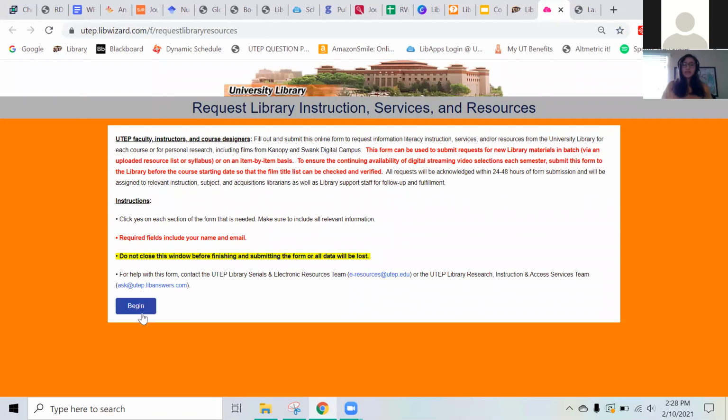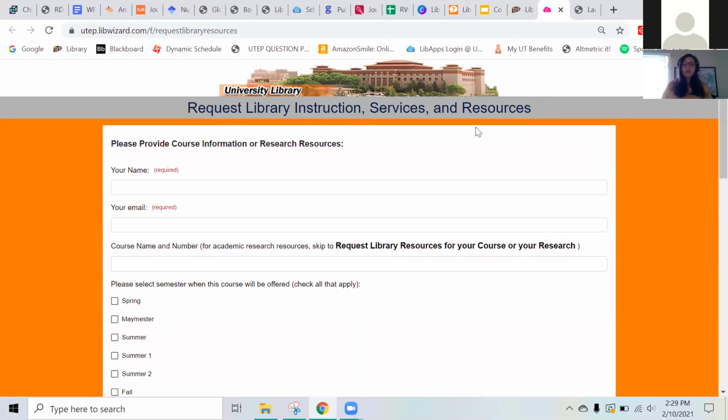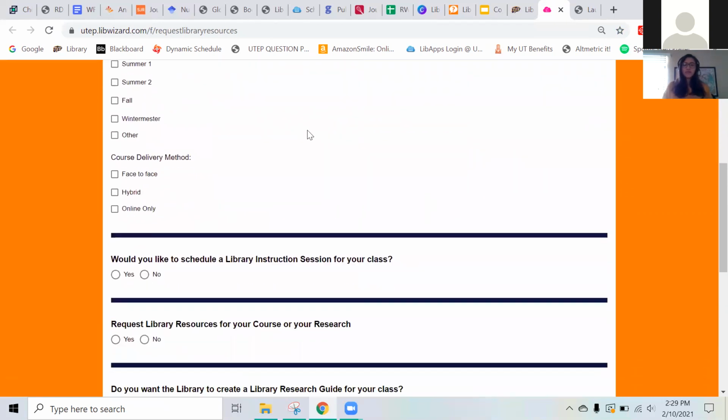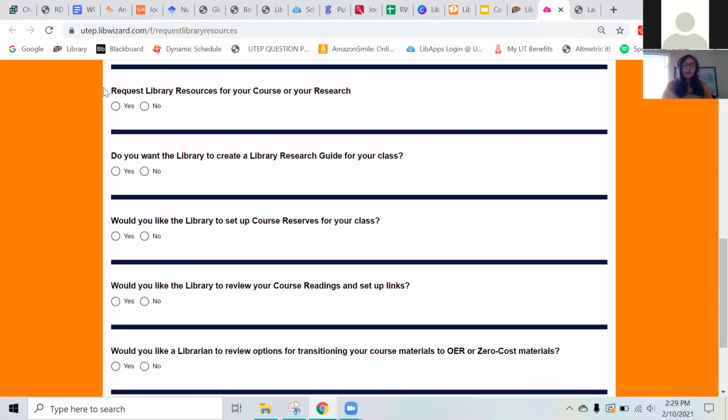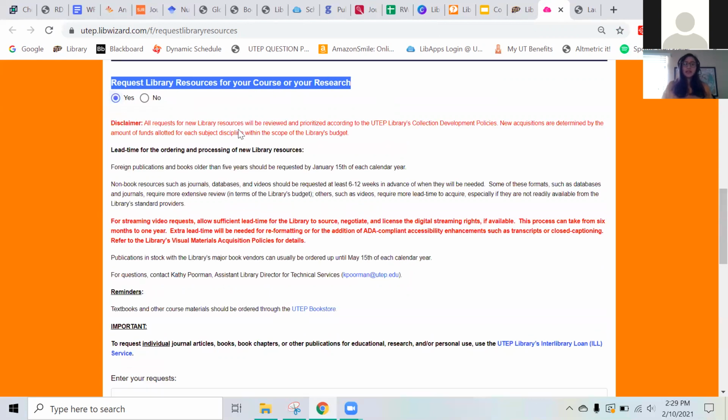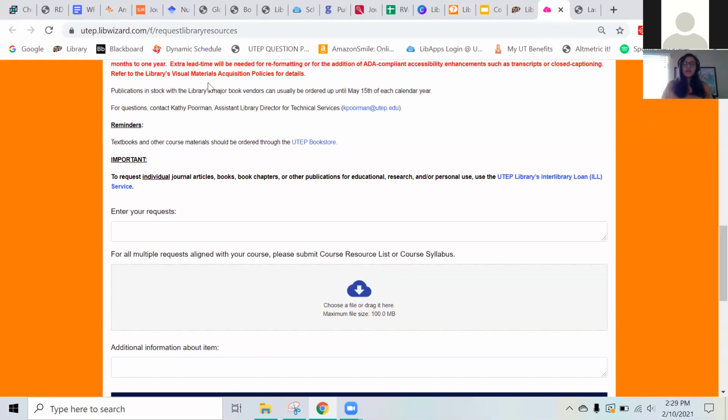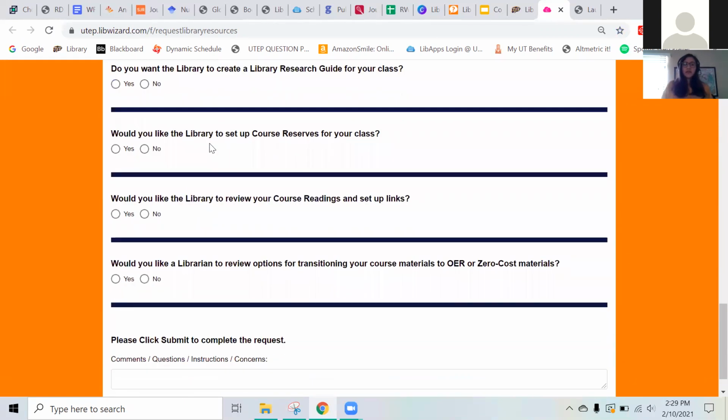That leads to this form that you can fill out to request a number of different things to support you in your teaching and your research. You can fill out the personal information about your course as well. Do you want a library instruction class? Here's the one that you would use to request new items that the library doesn't already own. You would click here, request library resources for your course or your research. And if the answer is yes, then there will be more spaces for you to fill in information.